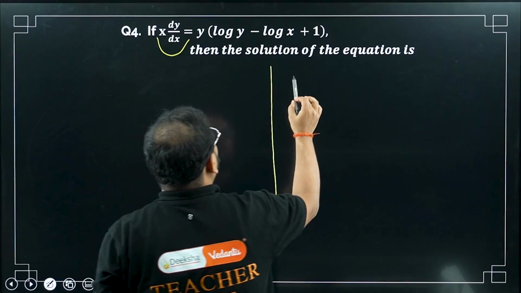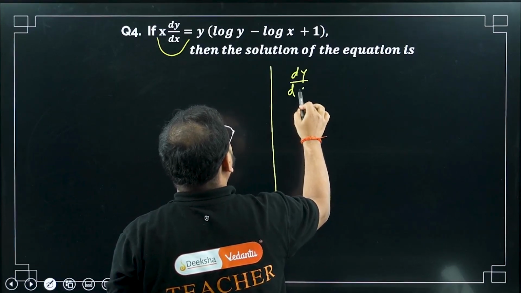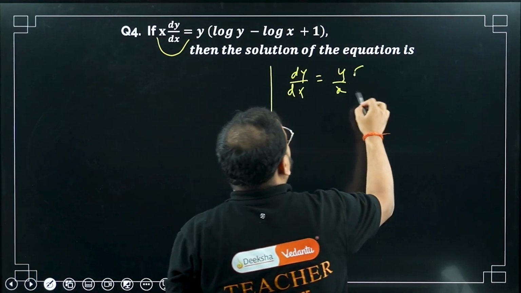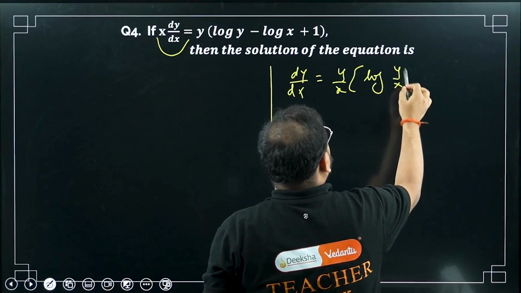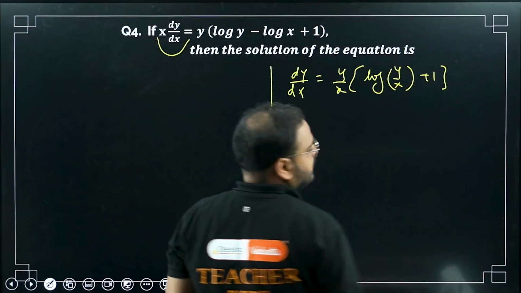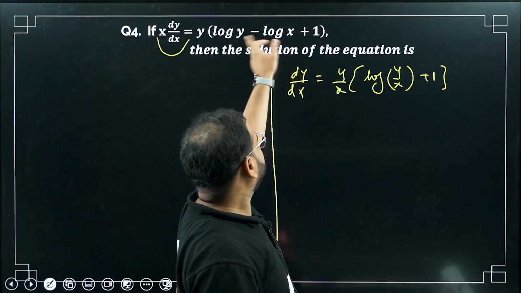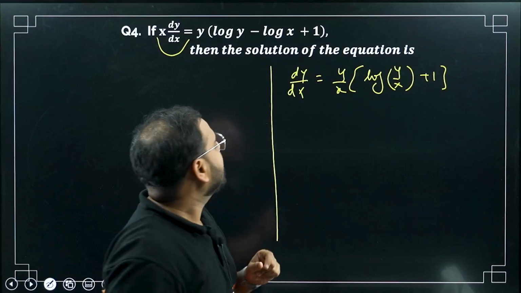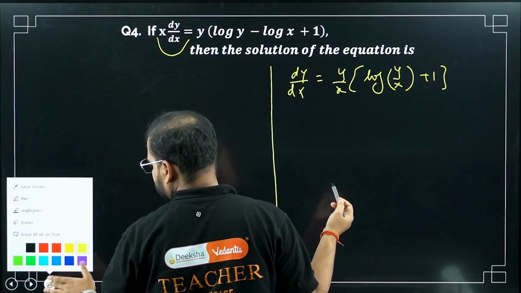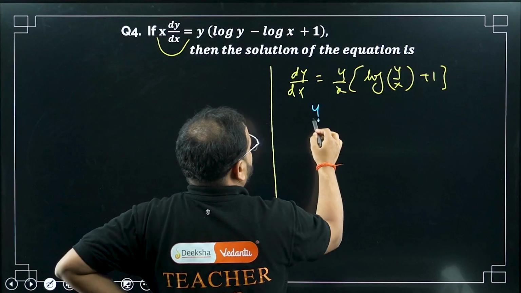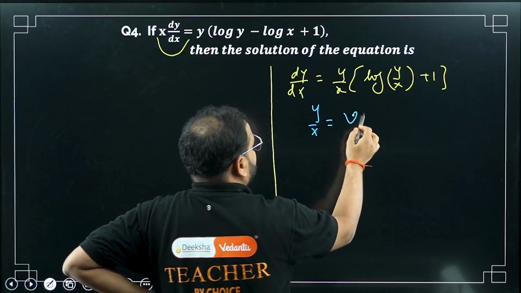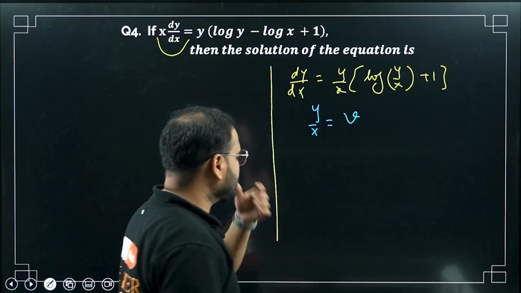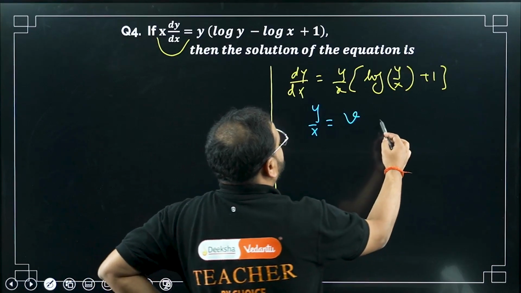Let's see. So if I write it like this, dy by dx equals y by x, log of y by x plus 1. Correct? Difference is there, logarithmic property, log a minus log b is log a by b, same property I've used. Now assumption. What's the assumption? Y by x equals a variable v, or t, any variable I can take. Okay, y by x equals v.